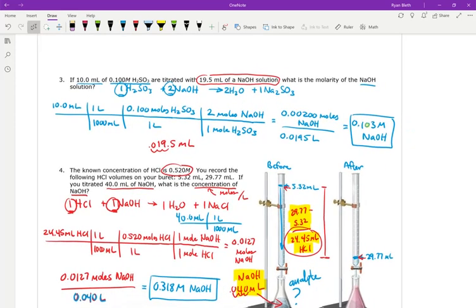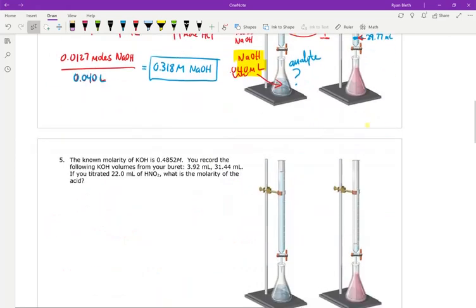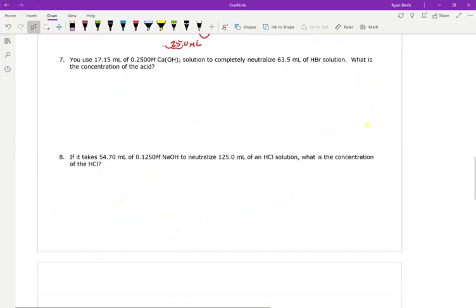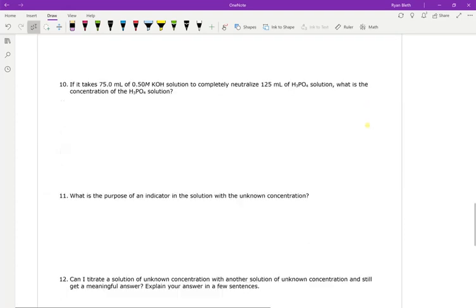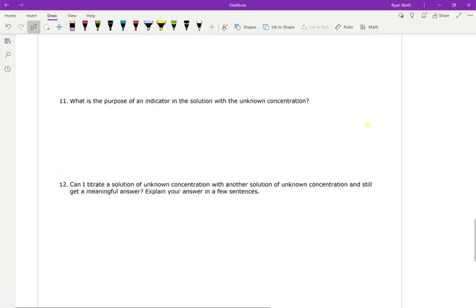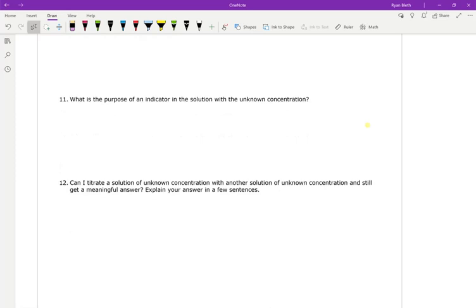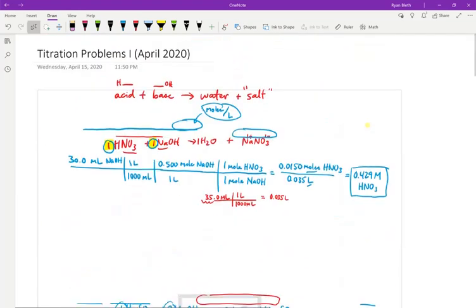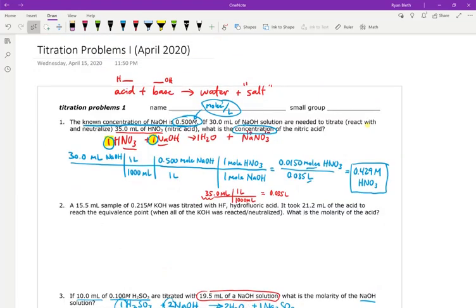There's really not too much to the problems that are different than the ones that you've already seen. Some of them are 1-to-1 ratios, some are not, so be on the lookout for those. At the very end of the assignment, there are a couple of questions that are kind of just bringing the concepts of titrations back around again and seeing what you come up with for an answer on 11 and 12. But for all the rest of them, the calculations are pretty much like what you've already seen in our examples together.